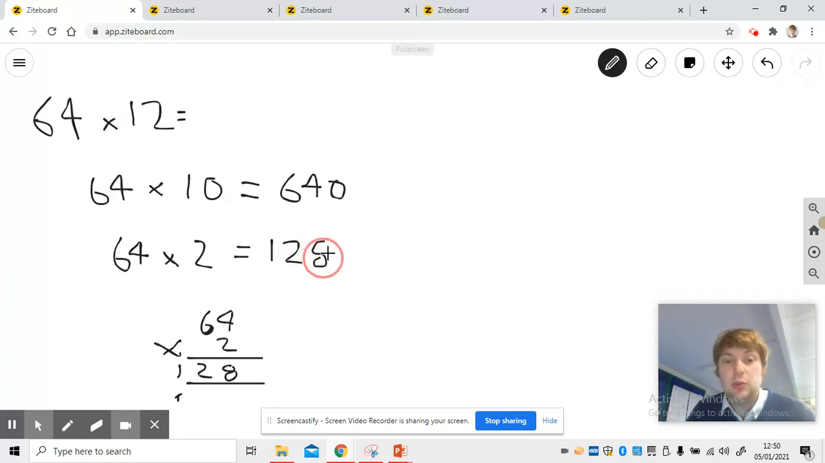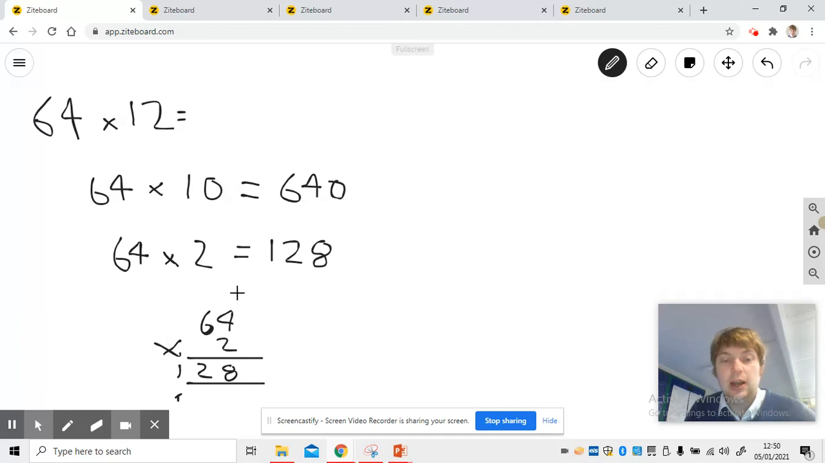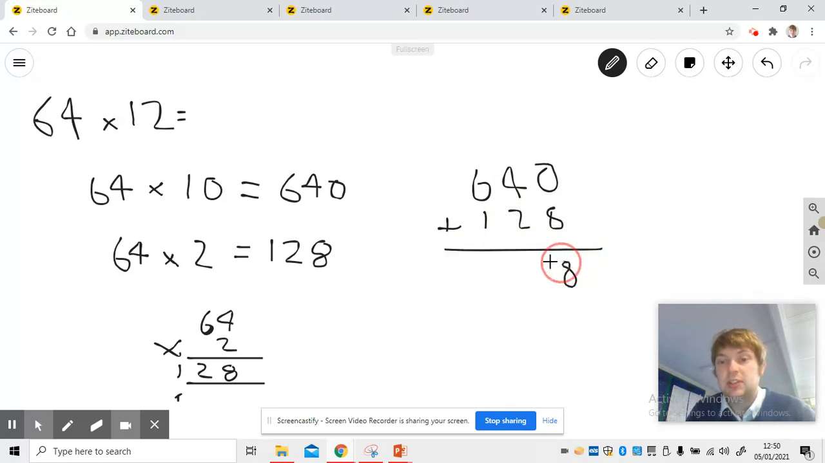So if you can do it in your head, that's fine. But I would encourage all of you, even in your head, just like me, I would always do this to make sure that I'm right by checking. Now what we need to do is see we've got our 2 parts, our 2 partitioned elements. That's not our answer. To work out our answer, we then need to add these together. So we need to do 640 add 128. Now we obviously know how this works. 0 add 8 is 8. 4 add 2, 6. 6 add 1 is 7. So by doing this partition method, we have worked out that 64 multiplied by 12 is 768.